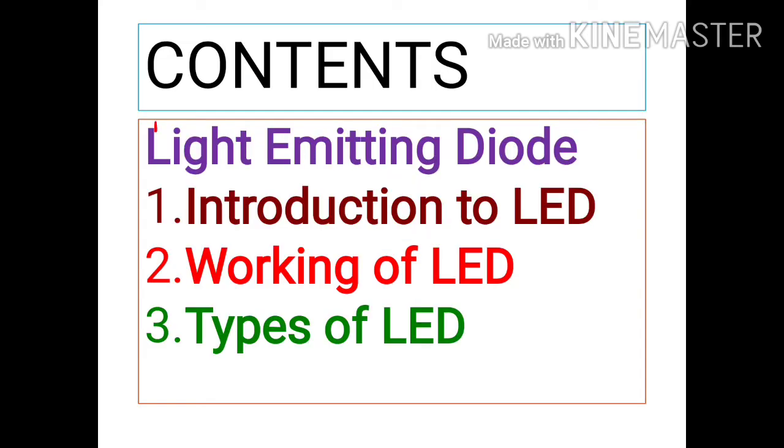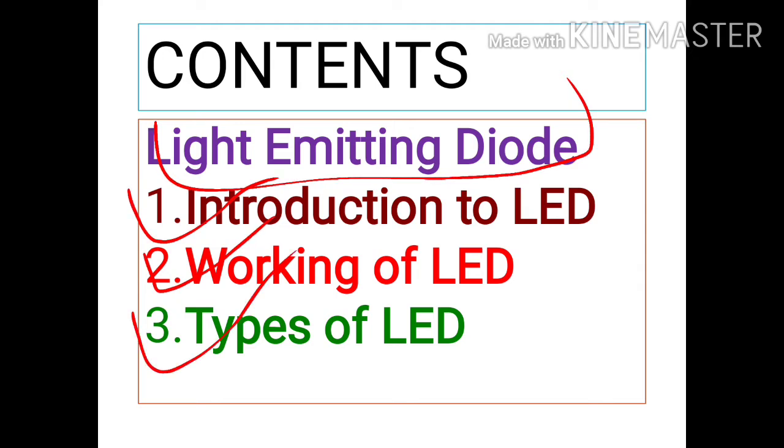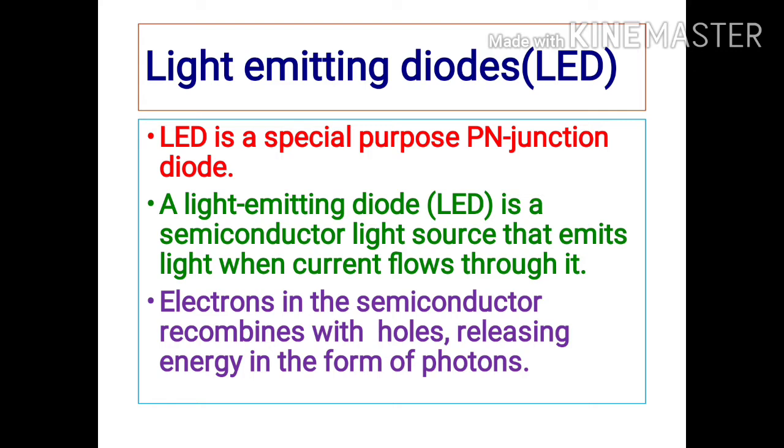This is our lecture number 27 in Electronic Devices and Circuits. In this lecture, we will be studying about the light emitting diode. So in light emitting diode, we will start with introduction to LEDs, and then we will see what is the working of the LED, what are the basic principles of working of the LEDs, and then we will study about the different types of the LEDs. So let us start our presentation with introduction to LEDs.